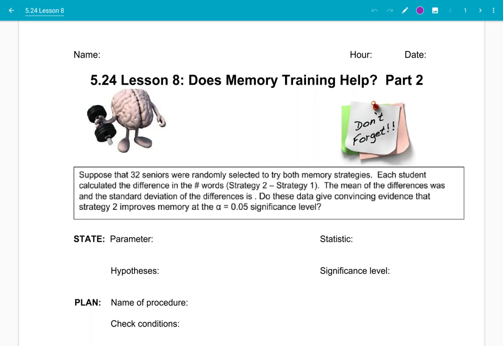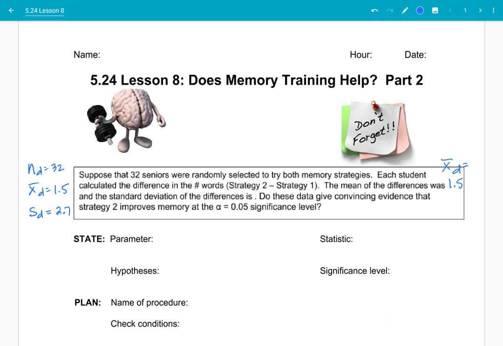Oh, I don't have the numbers there. Okay, I'm going to have to grab those numbers. Looks like the mean of the differences was 1.5, and the standard deviation is, here, I'll write them off to the side. N is 32, mean is 1.5, standard deviation is 2.7. Sorry, it didn't list it on that page, but there we go.